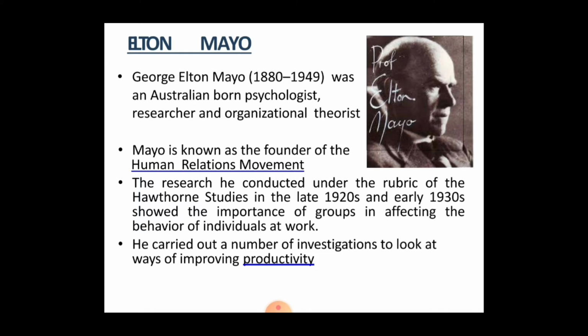The research he conducted under the rubric of the Hawthorne studies in the late 1920s and early 1930s showed the importance of the group in affecting the behavior of individuals at the workplace. Western Electric Hawthorne Works was a manufacturing unit of the AT&T system. It produced telephones, cables, transmission equipment and switching equipment. In the Hawthorne plant, employees were assigned to precisely measured tasks in highly specialized departments, from switchboard wiring to punch and die tool making. It became one of the forerunners in applying scientific management to its production.